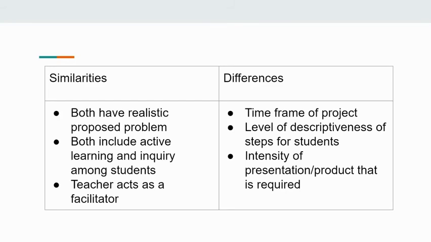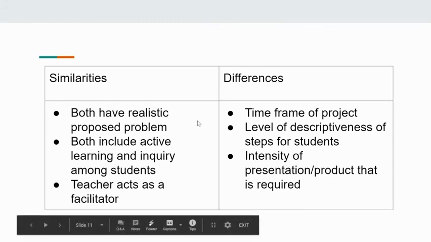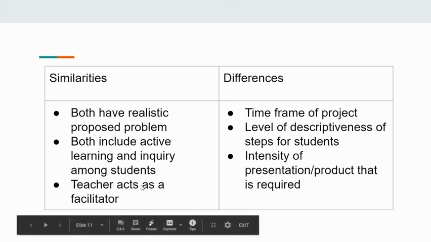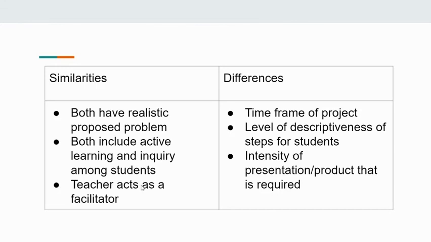Problem-based and project-based can be similar but different in a math statistics course. Some similarities involve they both have a realistic proposed problem that would engage the students. They both include active learning and inquiry among the students. Both require some sort of product or presentation and students working together, think pair share scenarios and discussions to really help them defend their learning and their thoughts. The teacher would act as a facilitator in both of these formats.